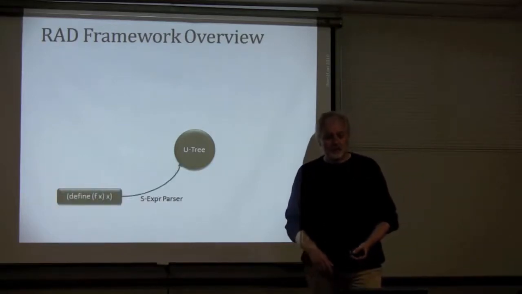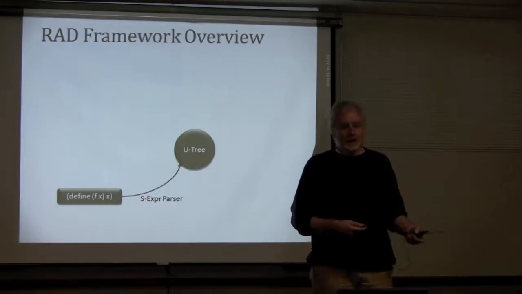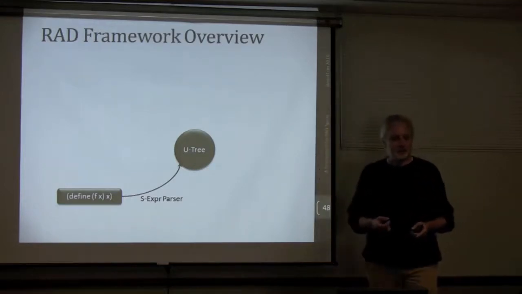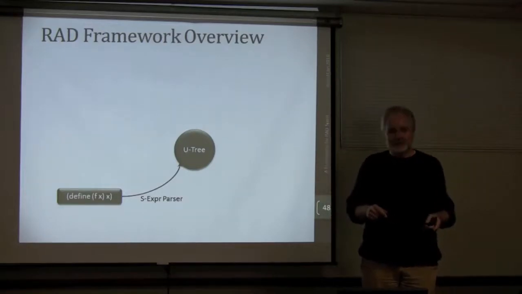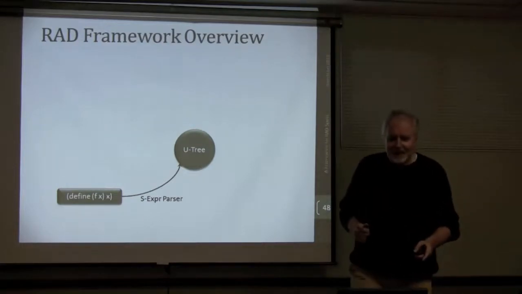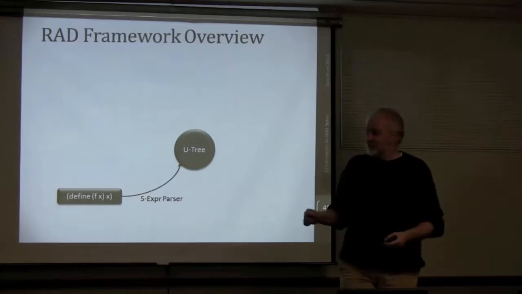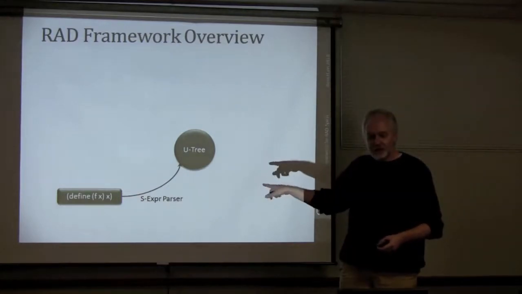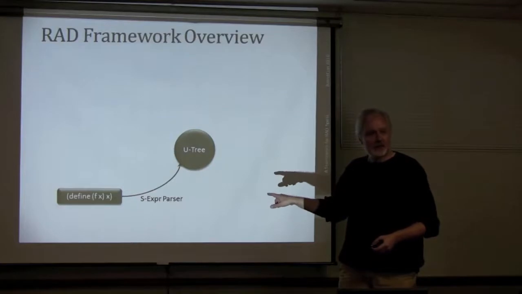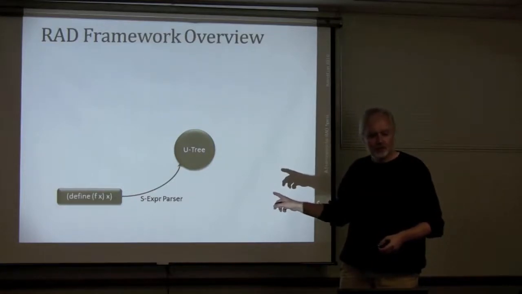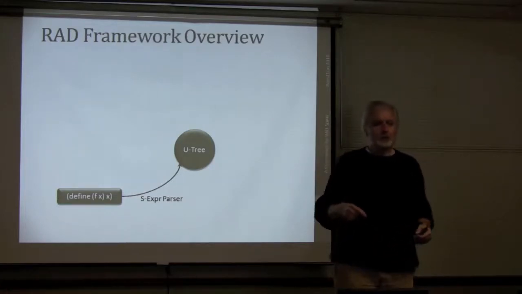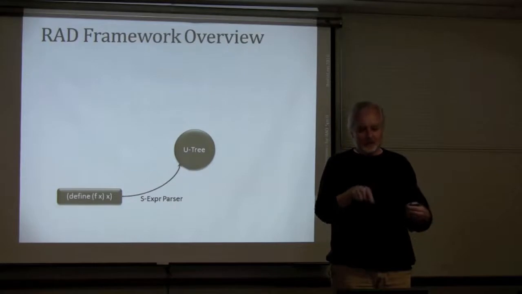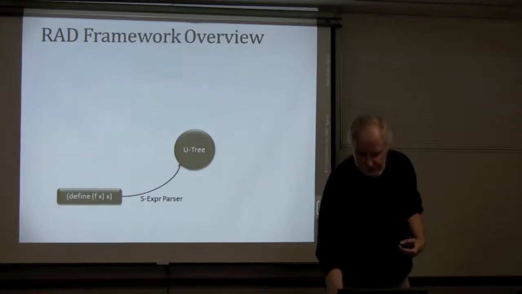What we will then do is define a Qi parser which parses arbitrary S-expressions, those funny parentheses. I'm still trying, somebody told me how to pronounce parentheses. And with many parentheses, what you see here is just a Scheme definition of a function taking one parameter and returning that same parameter as a result value. And we write a parser which interprets that string and creates a U-tree out of that.